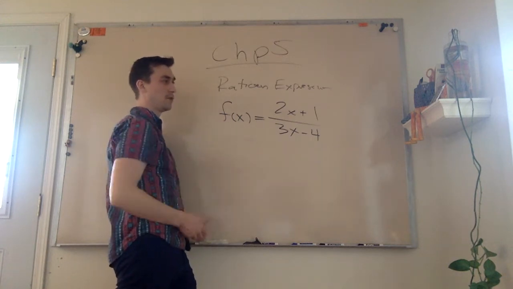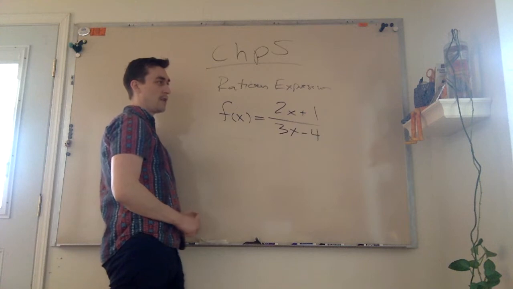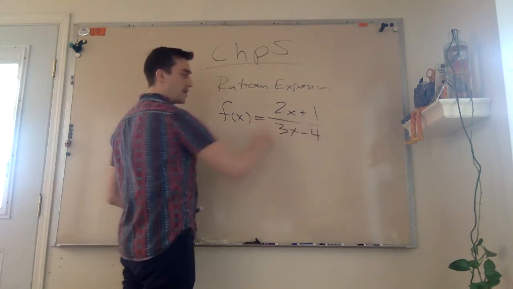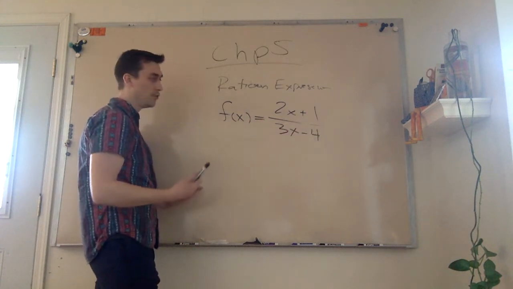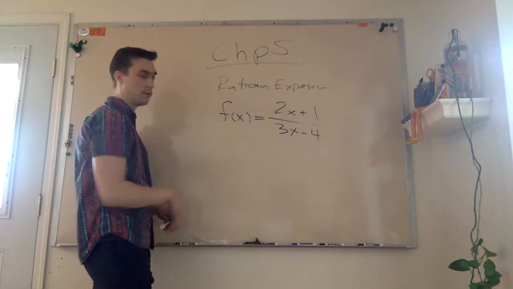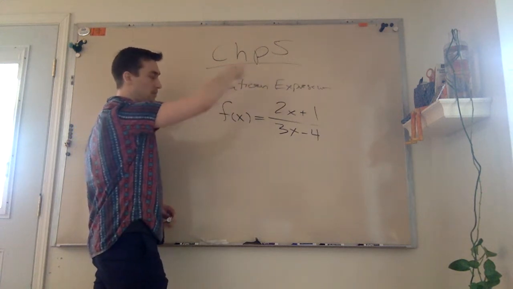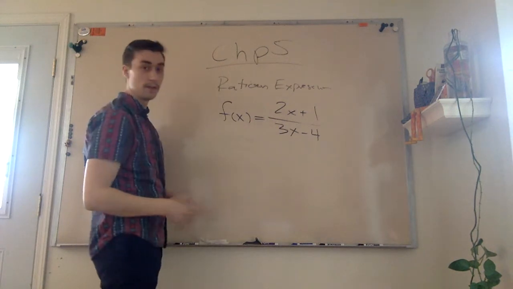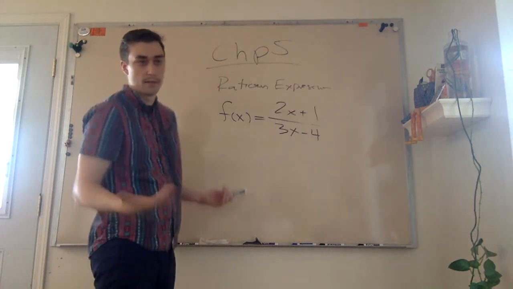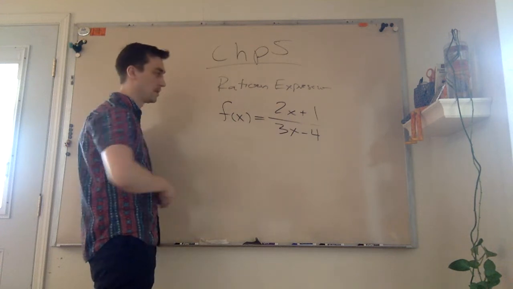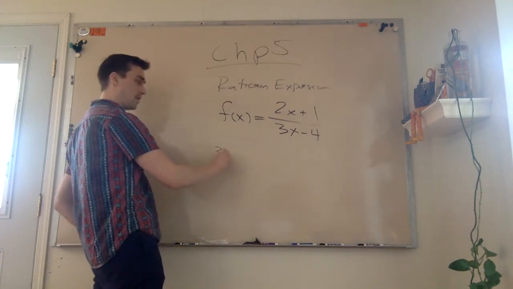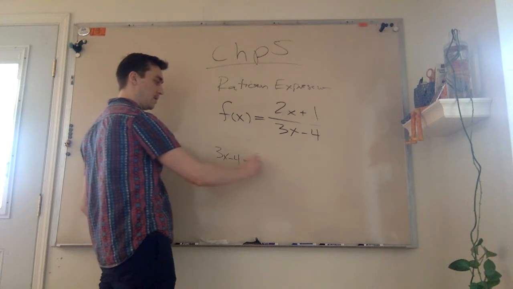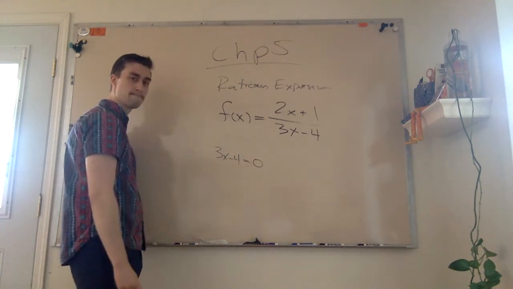This is a rational function. If you want to find the restricted value, all you've got to worry about is the denominator. Numerator can be anything it wants to be. Numerator can be 0, numerator can be any number, doesn't matter. Denominator cannot be 0, because then you have division by 0, and we don't know what that is. So you just go like this. You just say 3x minus 4 equals 0, and solve that.